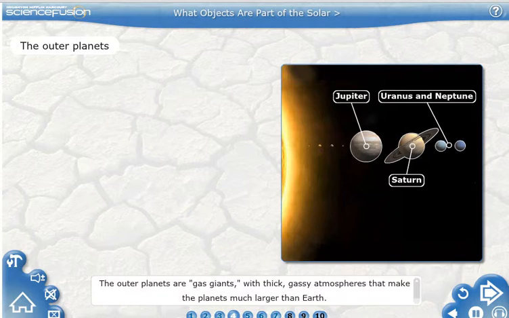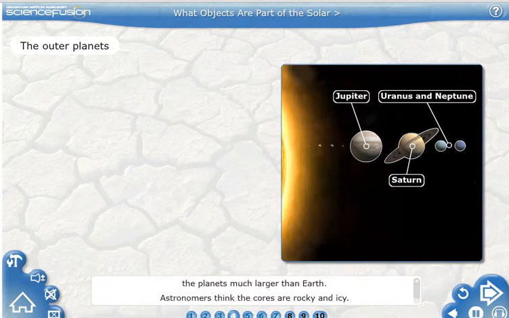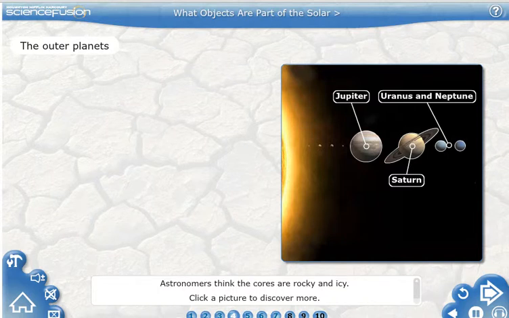The outer planets are gas giants with thick, gassy atmospheres that make the planets much larger than Earth. Astronomers think the cores are rocky and icy. Click a picture to discover more.